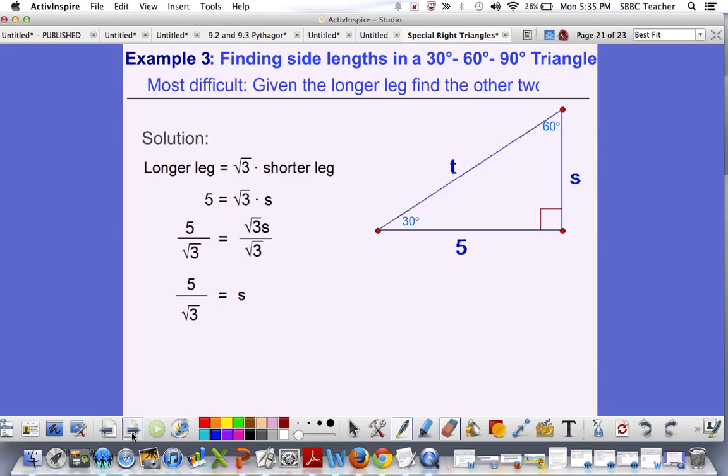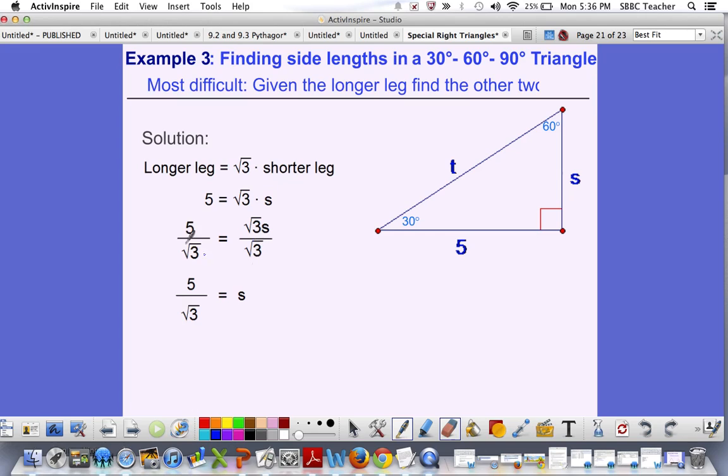Here we have to find the side lengths in a 30, 60, 90 degree triangle. This is the most difficult example, when you're given the longer leg and you have to find the other two sides. The longer leg is always equal to radical 3 times the shorter leg. Well, in this case, the longer leg measures 5. So we're going to write 5 equals radical 3 times s. That's what we're given. The shorter leg's length is s.